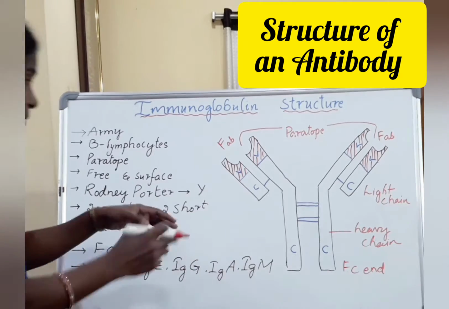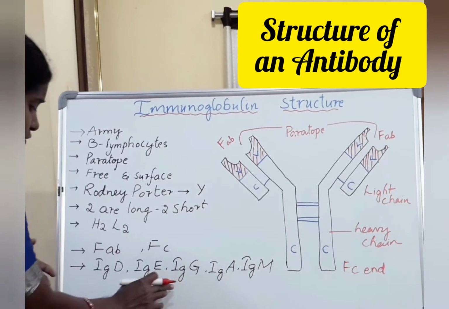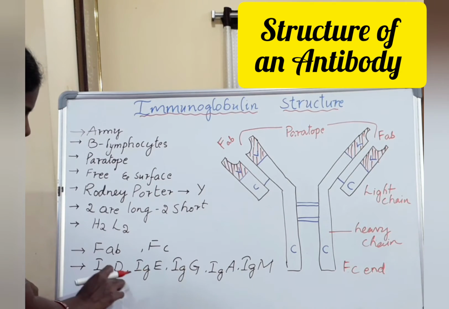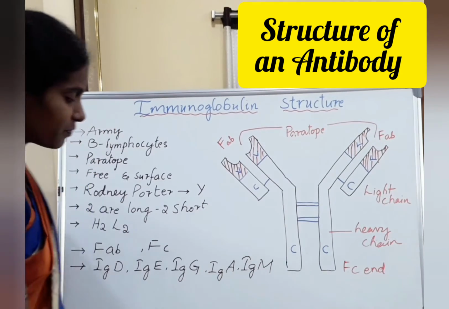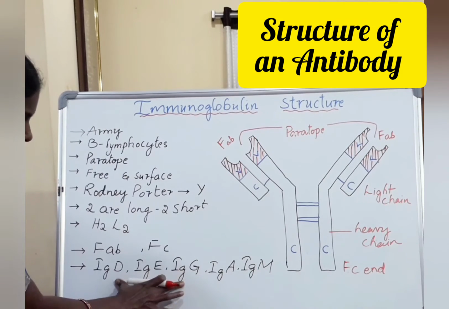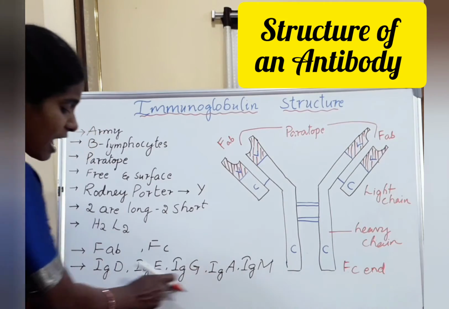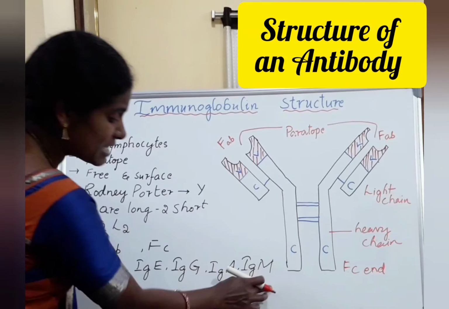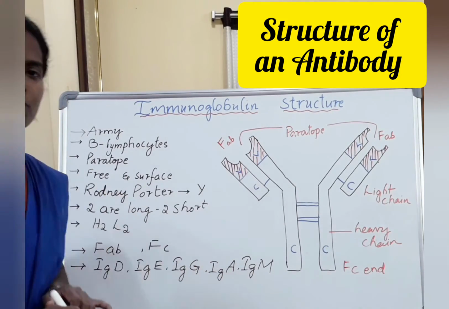Based on whether they are monomeric or pentameric, they are classified into 5 types. They are IgD, IgE, IgG, IgA and IgM. Very important for NEET students. Here the first three, IgD, IgE and IgG, are monomeric, IgM is pentameric and IgA is dimeric. So this is the structure of immunoglobulin, students.